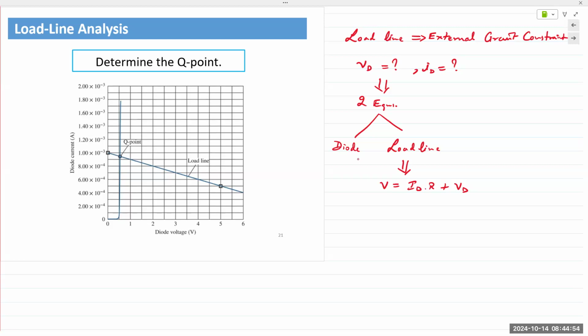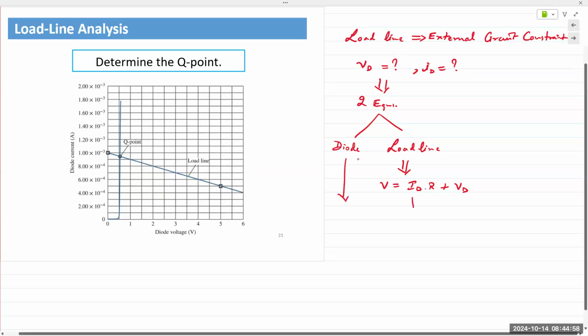So we have one plot, and we have the second plot. The intersection point of these two plots is our solution.